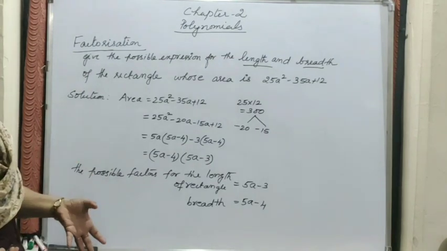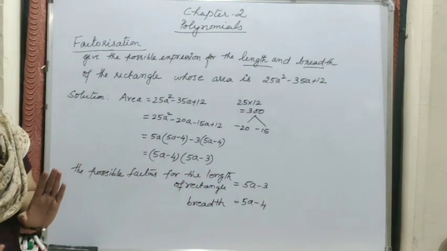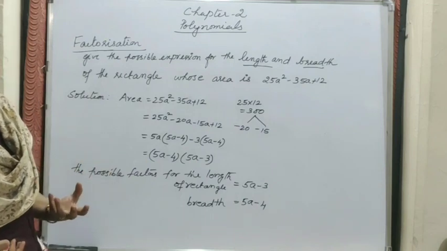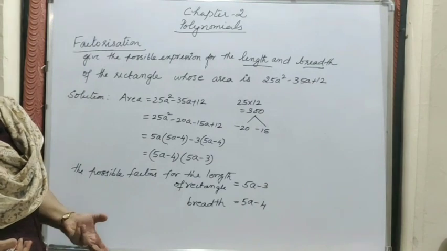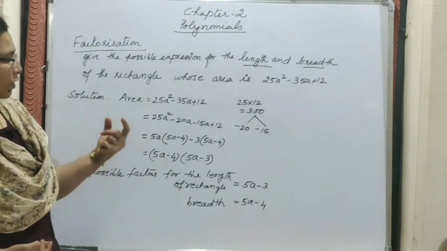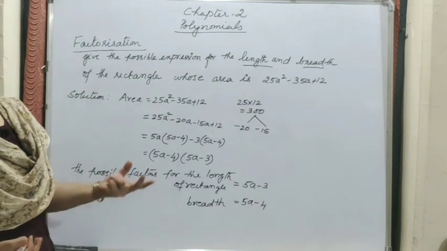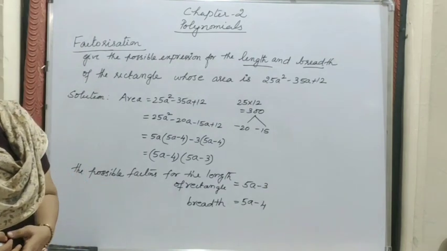If anybody wants to write this as the length and this as the breadth, that is also correct, nothing to worry about that. But still we prefer the longest side to be the length, so 5a minus 3 is the longest side. So we are considering that as the length. So we got the factors and the length and breadth correctly for this rectangle. So our answer is 5a minus 3 and 5a minus 4.